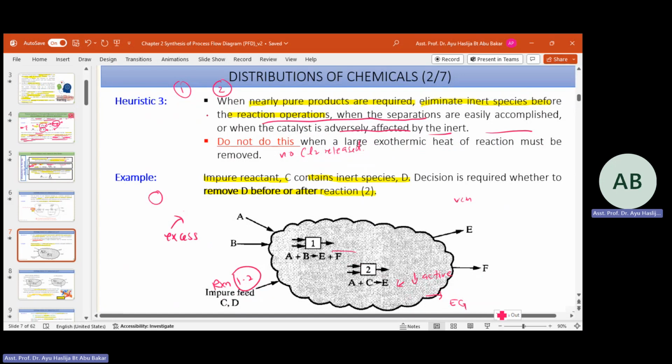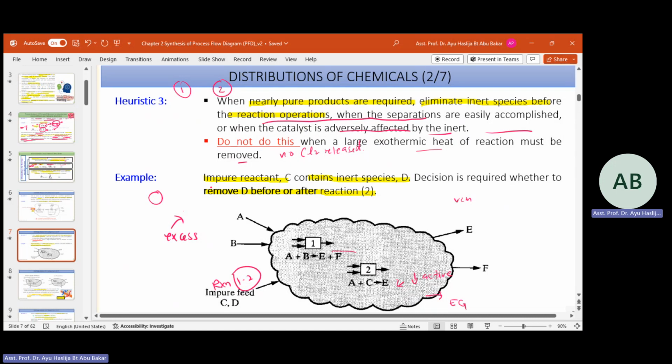Now, heuristic 3 for distribution of chemicals. When nearly pure products are required, eliminate inert species before the reaction operation, when the separations are easily accomplished or when the catalyst is adversely affected by the inert. Do not do this when a large exothermic heat of reaction must be removed. Large exothermic heat means high temperature, high heat release.